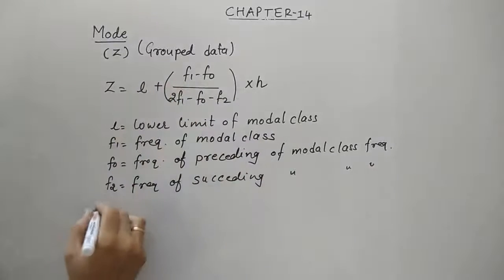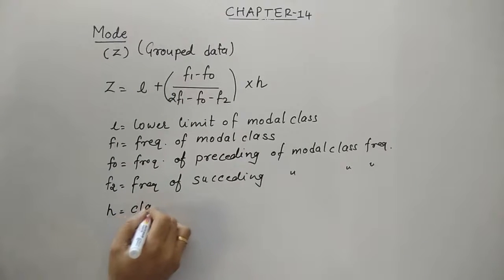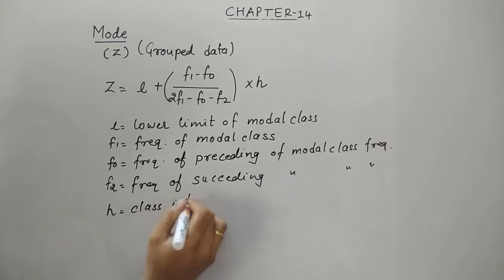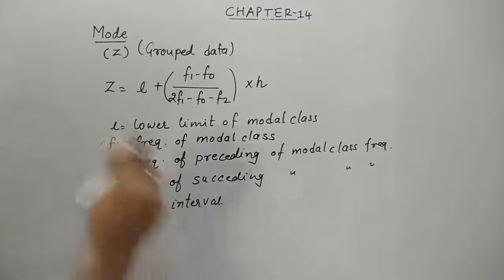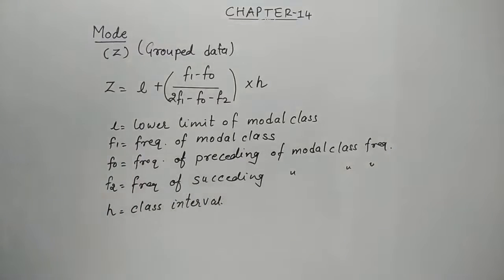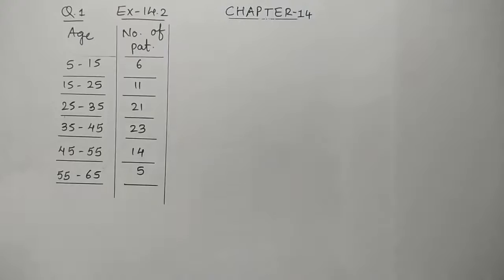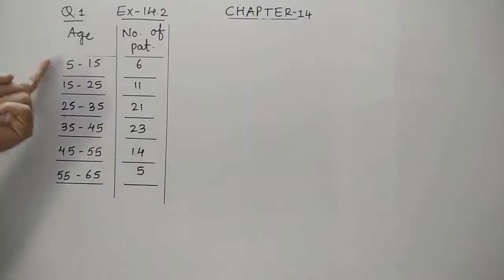So we got all these values. H we can say is the class interval or class length, and we assume that the class lengths are equal when we find the mode using this formula. See the first question of exercise 14.2. It says that the following table shows the ages of patients admitted in a hospital during a year. The ages in years are given, and these are the numbers of patients. We have to find the mode as well as the mean of the data given.